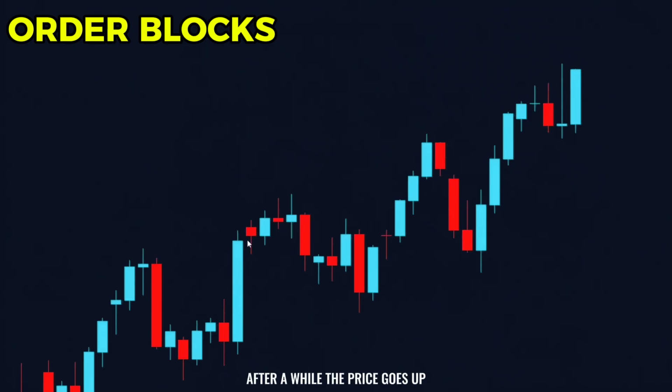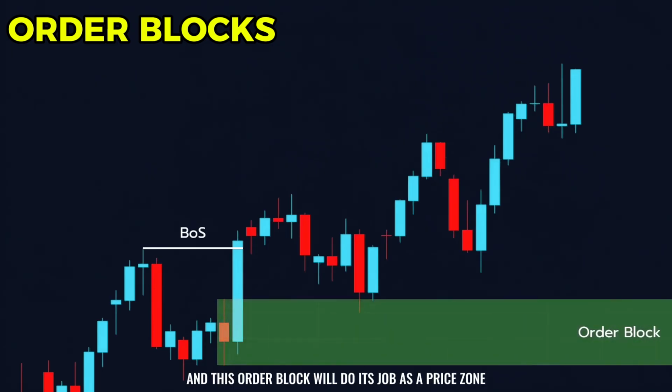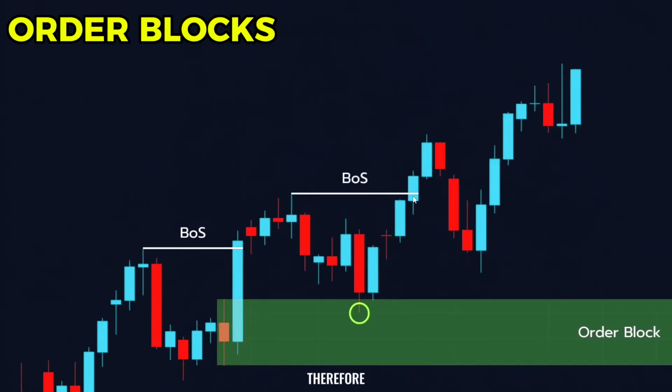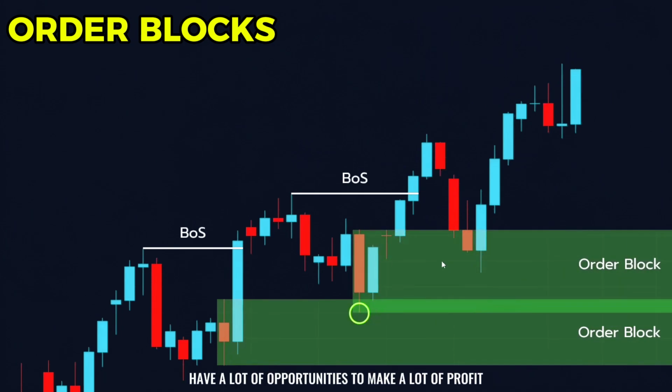After a while, the price goes up again, and a break of structure occurs again. Therefore, you will get a new order block, and this order block will do its job as a price zone. Wait until the price comes back to the zone. When it hits, the price will have a chance to rise again. You can see that the order block is an important zone. Therefore, today I will take you to hunt for the best order block. If we find an order block, these order blocks have a lot of opportunities to make a lot of profit.